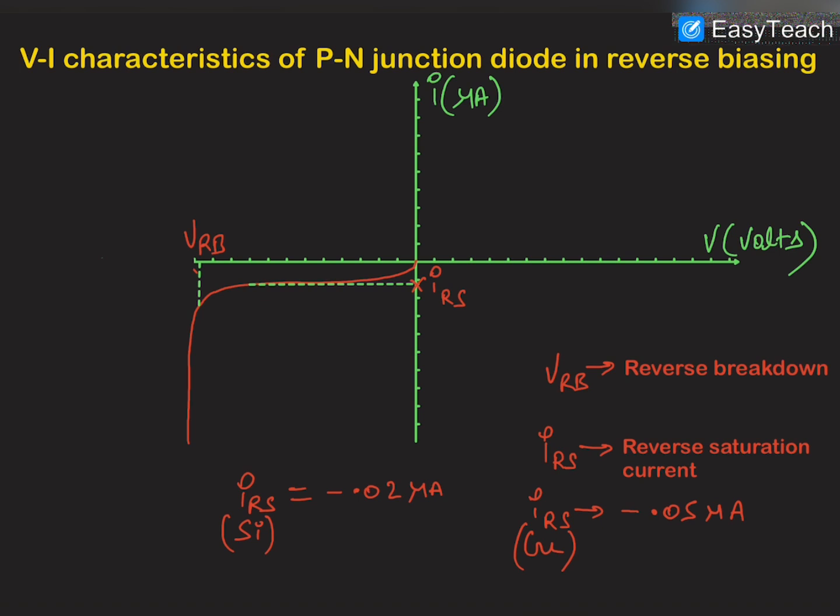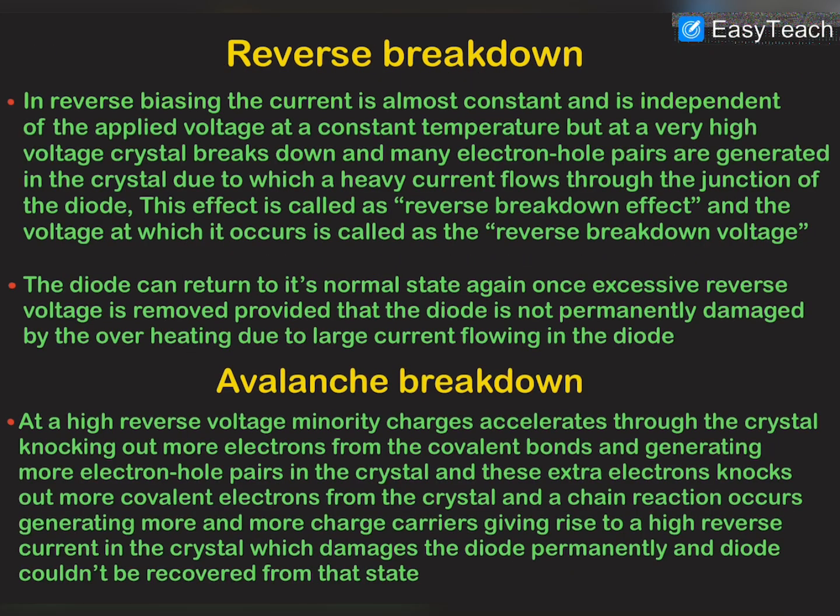Let me also tell you that the resistance offered by the PN junction diode in reverse biasing is of very high order, around 50,000 ohms to 5 megaohms. So this is the reverse biased PN junction diode.